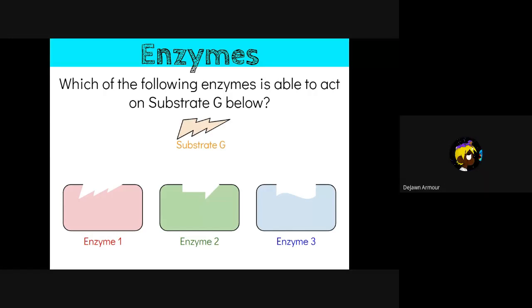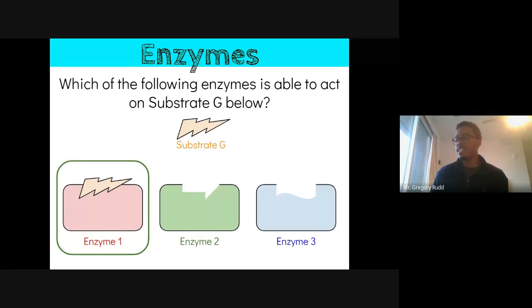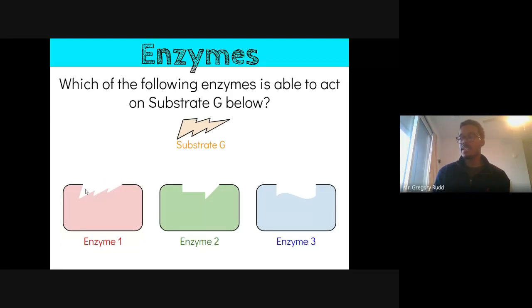Number one. Yeah, number one. We've got everybody chiming in, everybody saying enzyme 1. You are all incorrect. No, I'm just kidding. You're all right. So yes, we can see how the shape of substrate G fits perfectly in the active site of enzyme 1. Let's go back. So we can see the active site here. That active site has to be shaped perfectly to allow substrate G to fit into it.